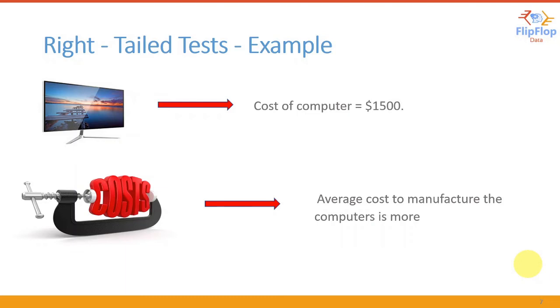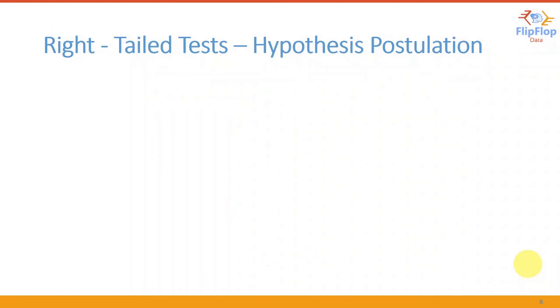Then, which kind of hypothesis test needs to be set up to see the truth or falsity of this statement? So let's again represent this with a figure. So this is our normal distribution curve where mu is $1,500 as per our example considered. So how do we set our null hypothesis?